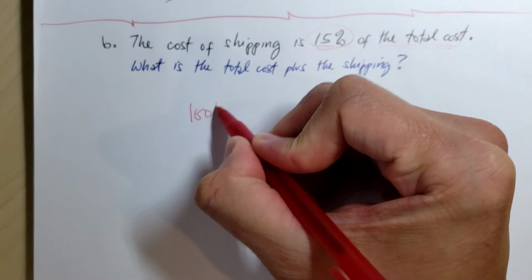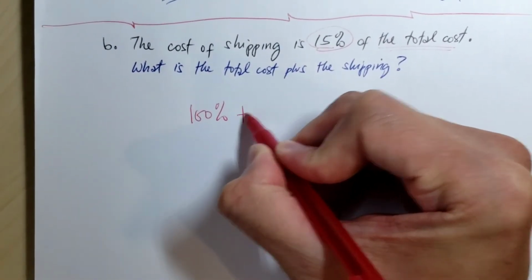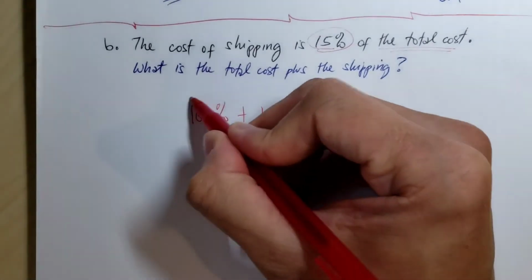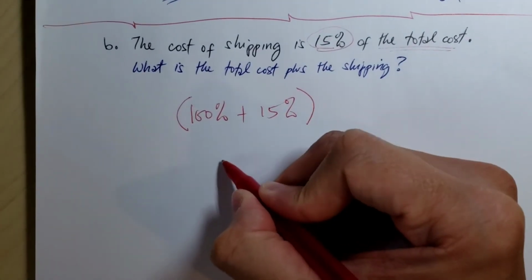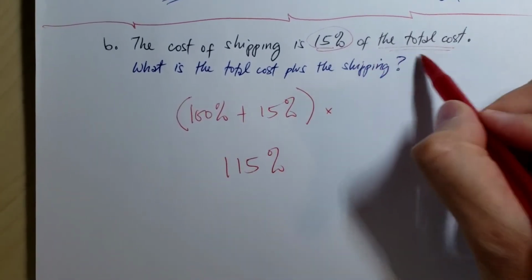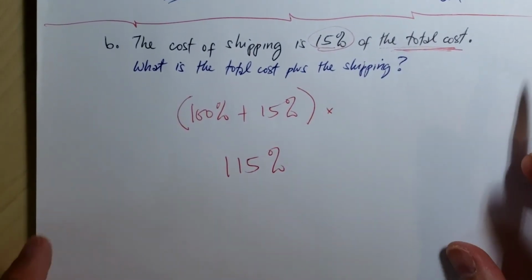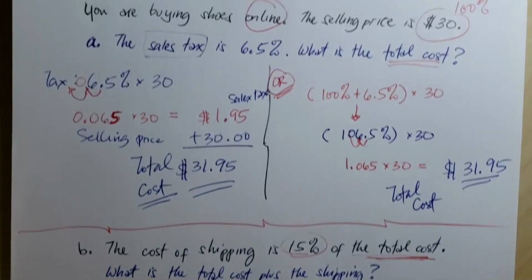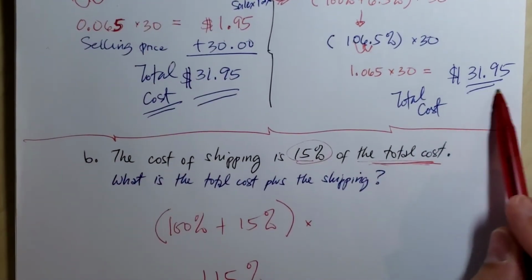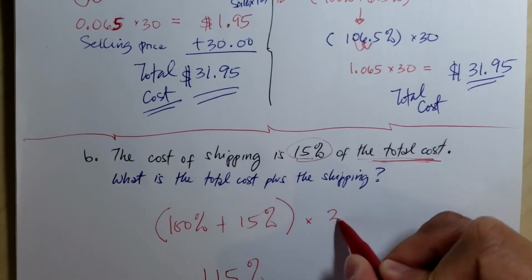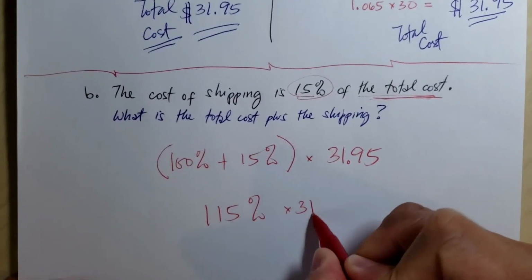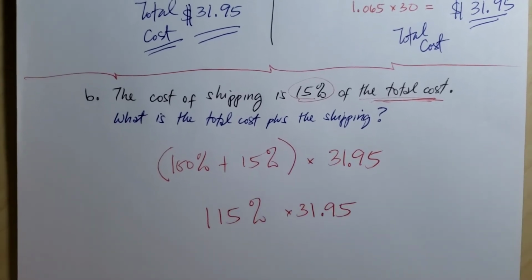So 100%, which is your total cost, plus 15%, which is your shipping cost. If you add that up, that should give you 115%. Now you multiply that to the total cost. Now, we're not asking about the selling price. The selling price is 30. We're talking about the total cost. So we're going to use this amount, which is 31.95.